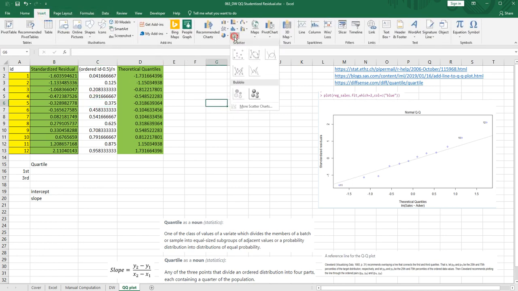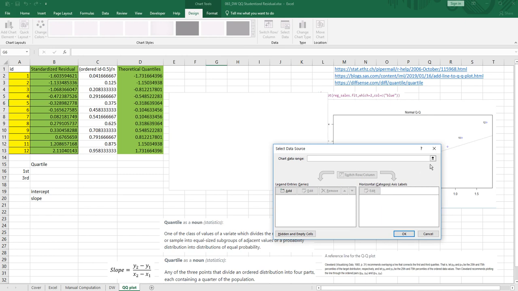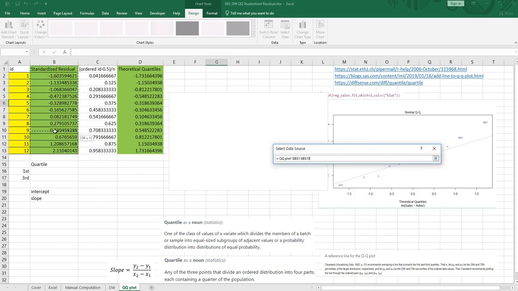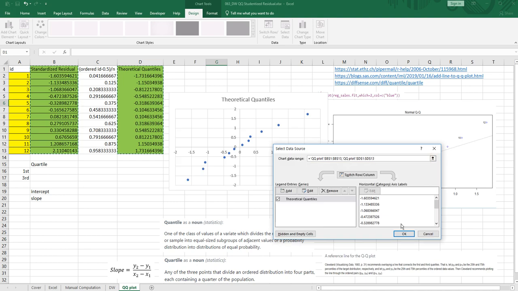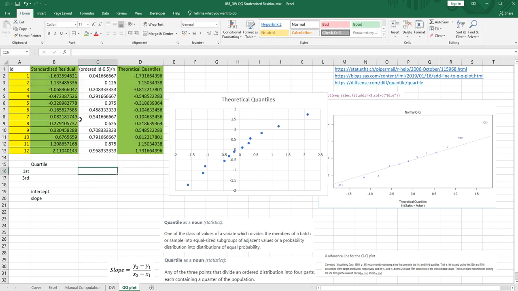So insert and choose scatter plot here and select data. So column B, and while pressing Control, choose column D. Okay, right. So as you can see, this graph is different from this one, right? Because Excel chooses the left column as the x-axis and the right column goes to the y-axis. So we need to change it.